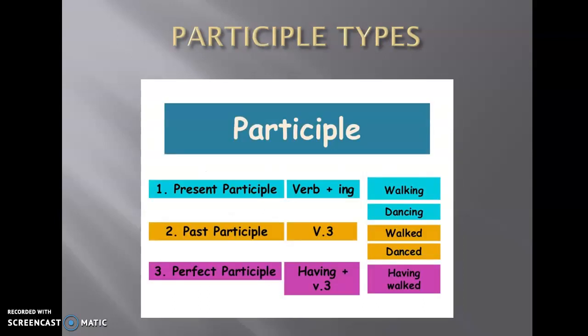Now types of participles, you have present, past and perfect participle. Present participle is ing form of verb, past participle is third form of verb and perfect participle is having plus third form of verb such as having walked, having danced, having eaten. So perfect participle would be having plus third form of verb. Present participle would be ing verb just like gerund and past participle would be third form of verb.